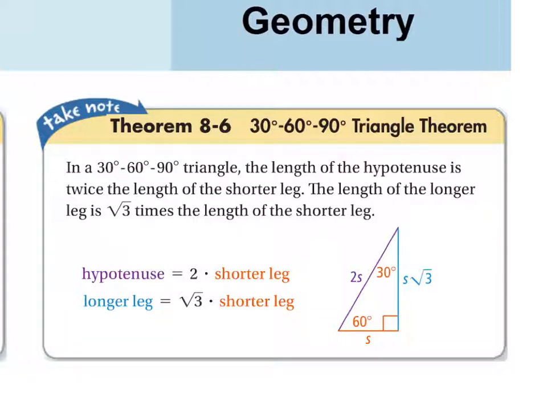All right? So yesterday you could at least fall back on the Pythagorean theorem if you had to. Today you can't. Today you have to embrace the special right triangle. Okay? Well, what they give us here from the book is really the shortcut. Okay? It's really the shortcut.